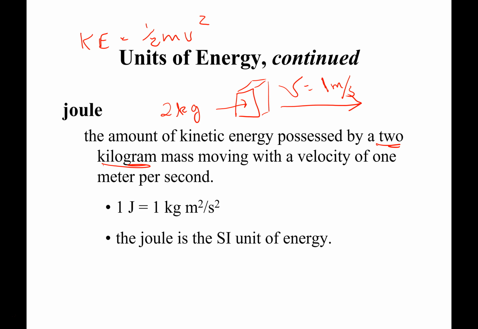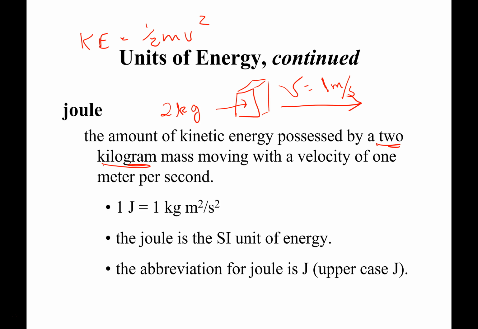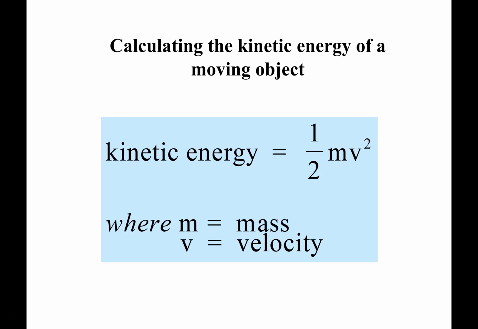Joule is the basic unit in the International System of Measurements of energy. Yeah, and the joule is an uppercase J. Because remember, with all of these abbreviations, they are case sensitive. So kinetic energy is 1/2 mv squared. In that little example, I plugged 2 kilograms in for the m, and for the v, I plugged in 1 meter per second.